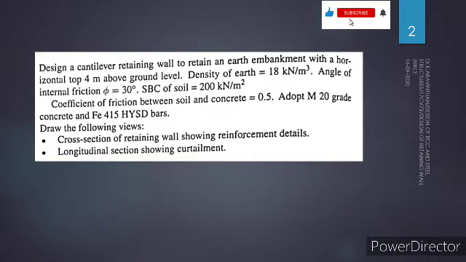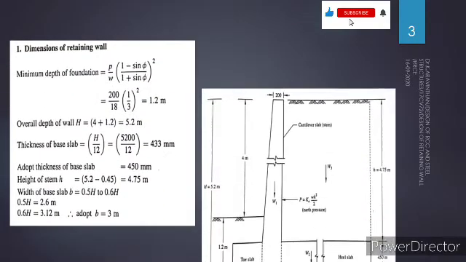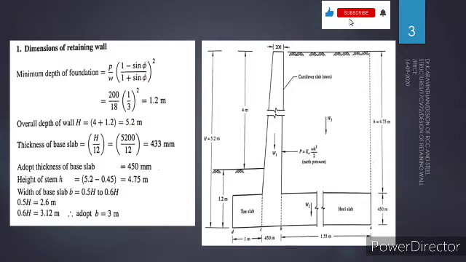So what is required here is a cross section of the retaining wall showing the reinforcement detail. So you should design the dimensions first, and for the dimensions of stem and base you have to show the reinforcement detail and the longitudinal section of the curtailment. And next let us start the design here. So first you should find the dimension of the wall.